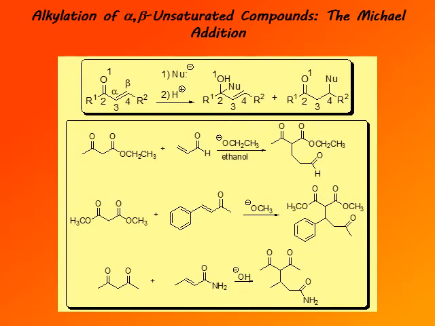Now we're going to look at addition to alpha-beta unsaturated compounds that results in formation of a new carbon-carbon bond. That's Michael addition. Michael addition is actually addition of an enolate anion to an enone, to an alpha-beta unsaturated compound. The enolate anion has a negative charge that is delocalized over oxygen and carbon atoms. For that reason, the enolate anion is a soft nucleophile and always adds in 1,4 addition. It means that Michael addition is 1,4 addition.